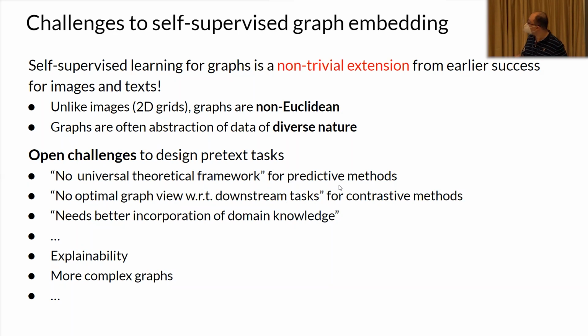And lastly, how do we better incorporate our domain knowledge into the design of the self-supervised tasks? That's very important. Essentially, these self-supervised tasks are ways we incorporate or impose our human information into the prior of the graph.